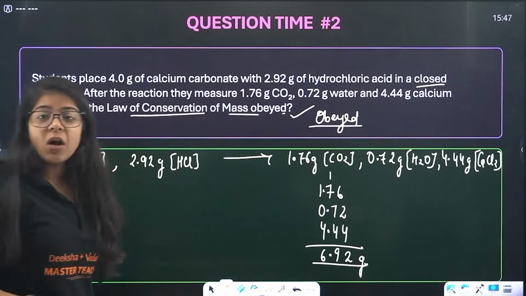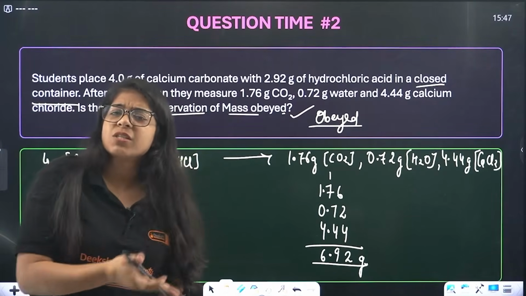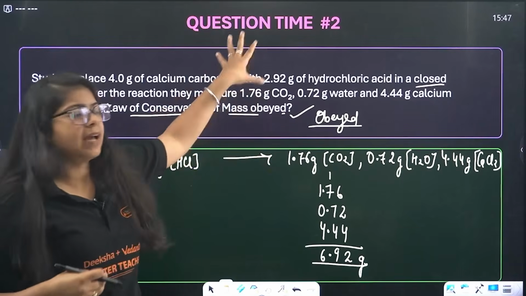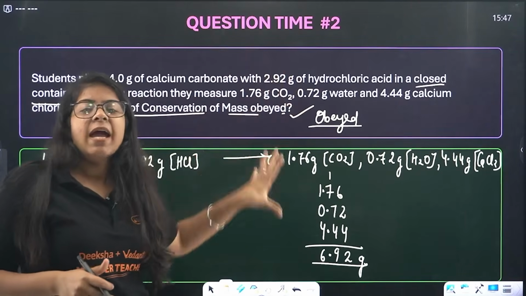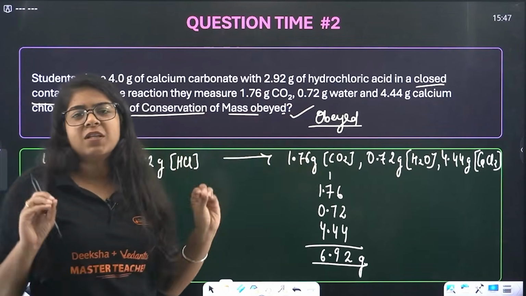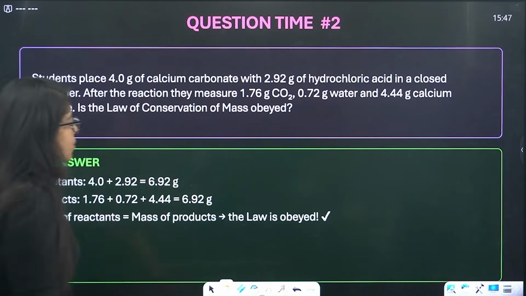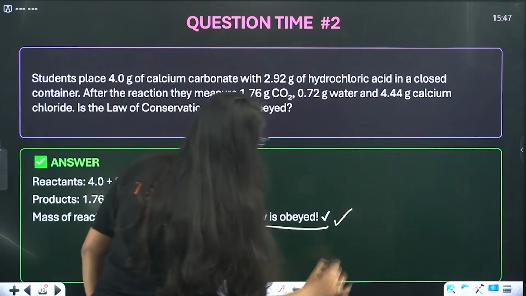And that's how you will do the questions. It is a solved NCERT question. So see the kind of questions they are asking. It's simple math. You just have to understand this language. Once you understand this language and write everything down, after that it's pretty simple. Okay? We have all the things here as well. So the law is beta, it is obeyed.